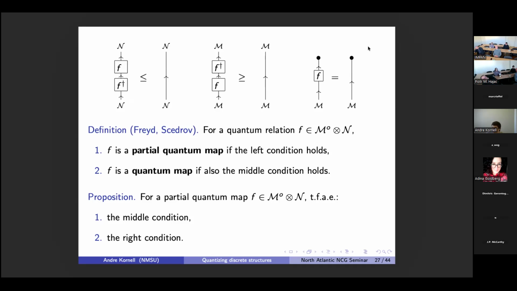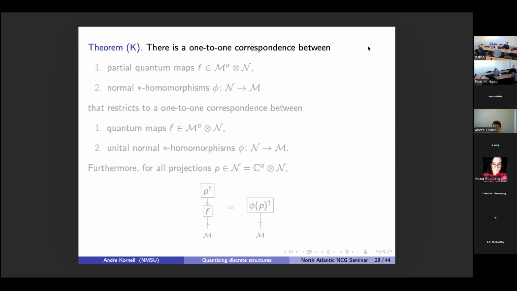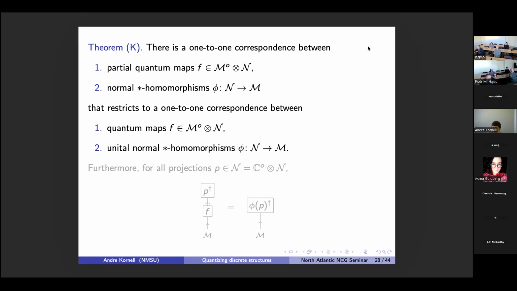All right, but what does this have to do with noncommutative geometry? One can prove a theorem. This is a theorem that I proved when I was still in graduate school, actually. Partial quantum maps F from M to N correspond bijectively to normal star homomorphisms from N to M. This is exactly the kind of definition that we see in noncommutative geometry, and we're recovering it here. And it restricts to a one-to-one correspondence between quantum maps from M to N and unital normal star homomorphisms.